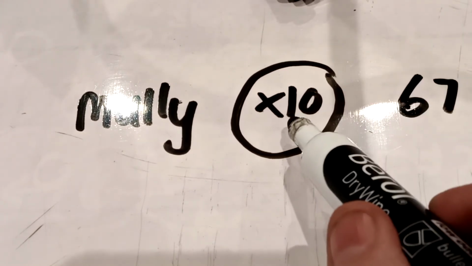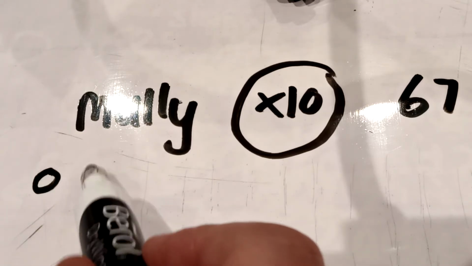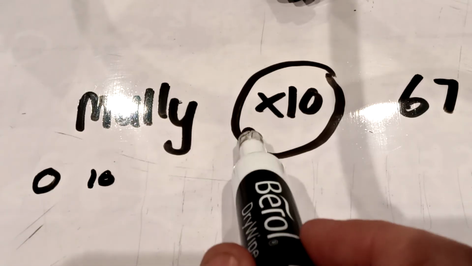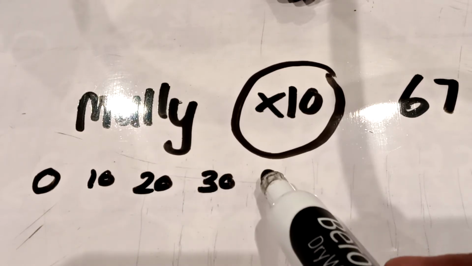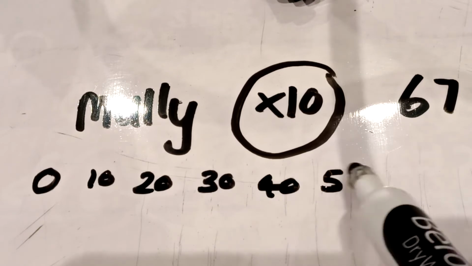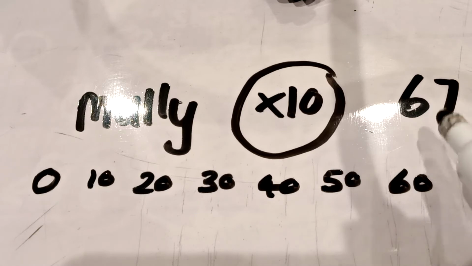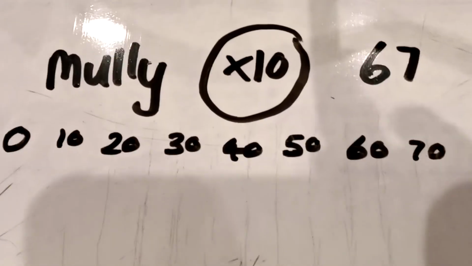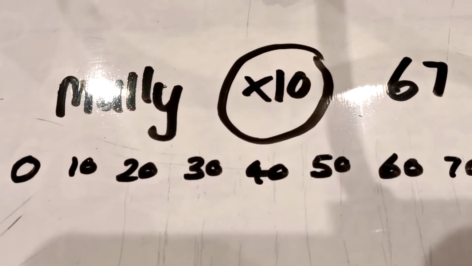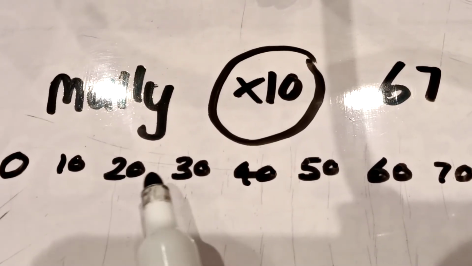So I know, because it says a multiple of 10, I've got to count in tens. So here I go, that's 0, that's 10, 20, 30, 40, 50, 60. Do I need to go one more? I think I do, just for safety. We'll go to 70. Now we need to mark on where Mully is. So where is Mully? Mully is at 67, isn't he? Where would 67 be?